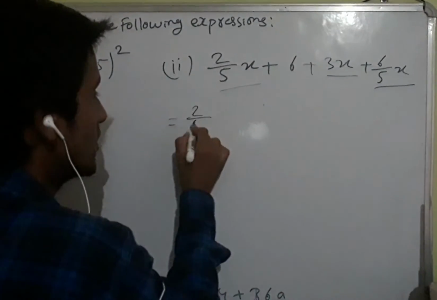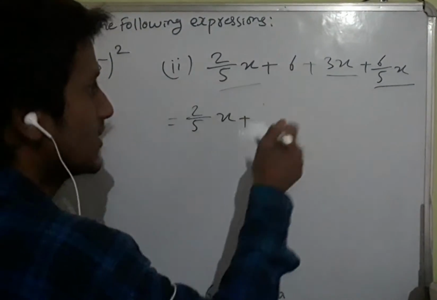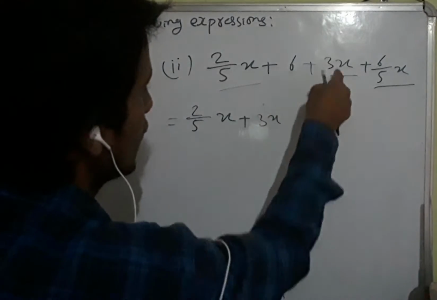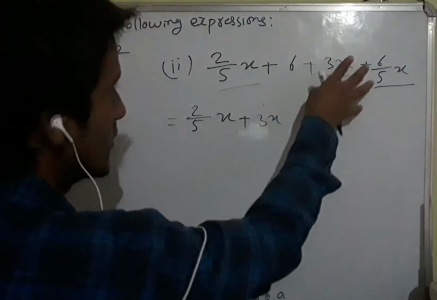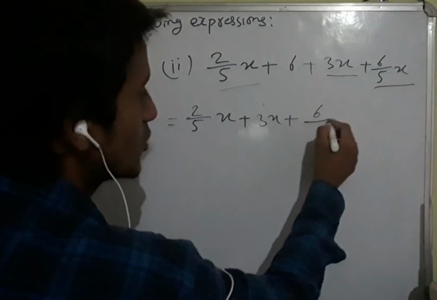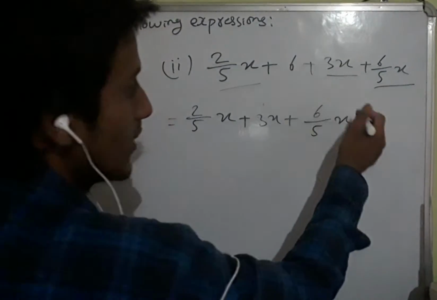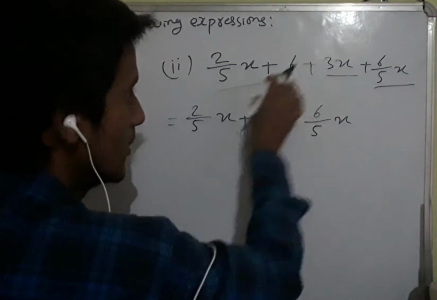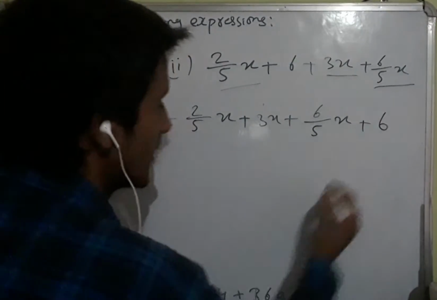So I should write them first as a group, plus 3x. I've put this before, after this. I'll bring this closer to that, so I can perform the operation on them first, and whatever is left out, I've written them, and the 6 is left out here, so at the end.